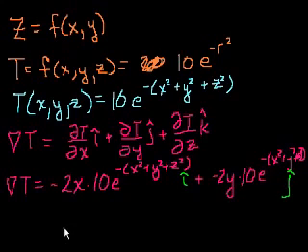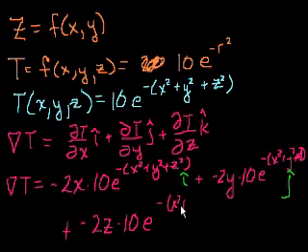And then finally, the partial derivative of the temperature function with respect to z. And that's just minus 2z times 10e to the minus x squared plus y squared plus z squared. This is just the chain rule, and I'm treating the other two variables that I'm not taking the partial derivative with respect to as constants. And then all of that times the unit vector in the k direction.